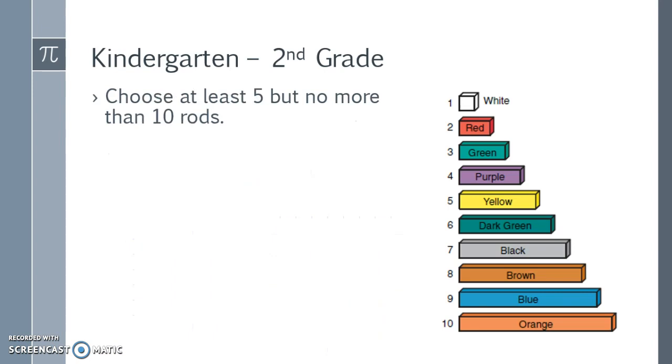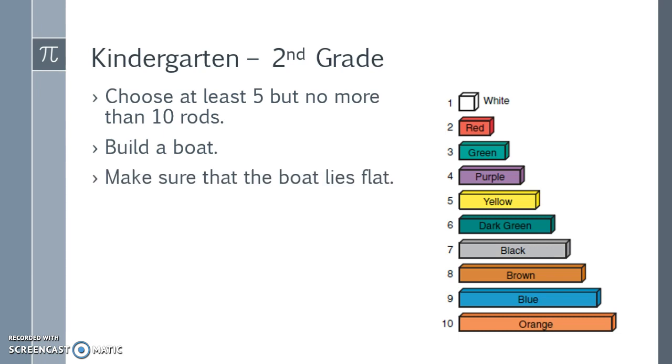I want you to choose at least 5, but no more than 10 rods. You can use rods over again, so you can use more than one of the same color, but I want you to choose 5, but no more than 10 rods. Then I want you to build a boat with those 5 to 10 rods. And make sure that the boat lies flat so we're not creating a three-dimensional shape. Take a moment to do that. Pause the video and take a moment to see if you can make something.